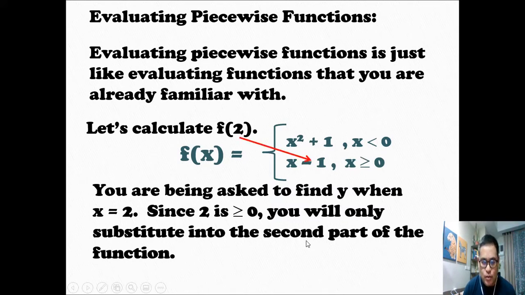So let's substitute. If we substitute 2, you just have to substitute this x by 2, so 2 minus 1 is equal to 1. Therefore, f of 2 is equal to 1. Why did we not substitute 2 here? Because it says that x is less than 0. What are those less than 0? We have negative 1, negative 2, and so on. So therefore, we have to substitute it here.